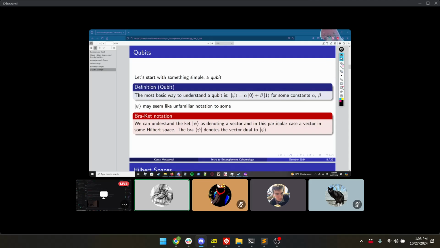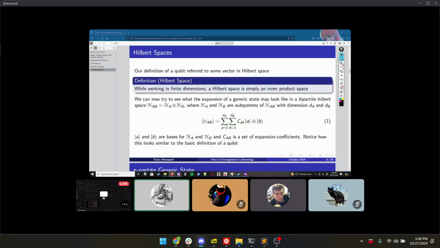And this notation with this little guy might be unfamiliar. It's called bra-ket notation. The way you understand bra-ket notation is that this is a vector, in this case a vector in Hilbert space, and a bra is just the vector dual to that ket vector. Now, you might be asking what a Hilbert space is. It's just an inner product space, at least in finite dimensions, which is all we're going to worry about right now.